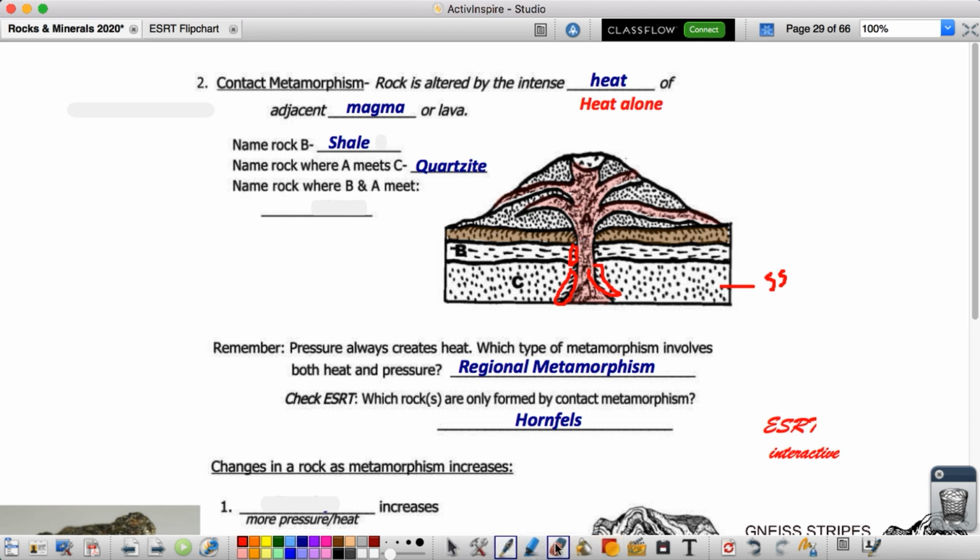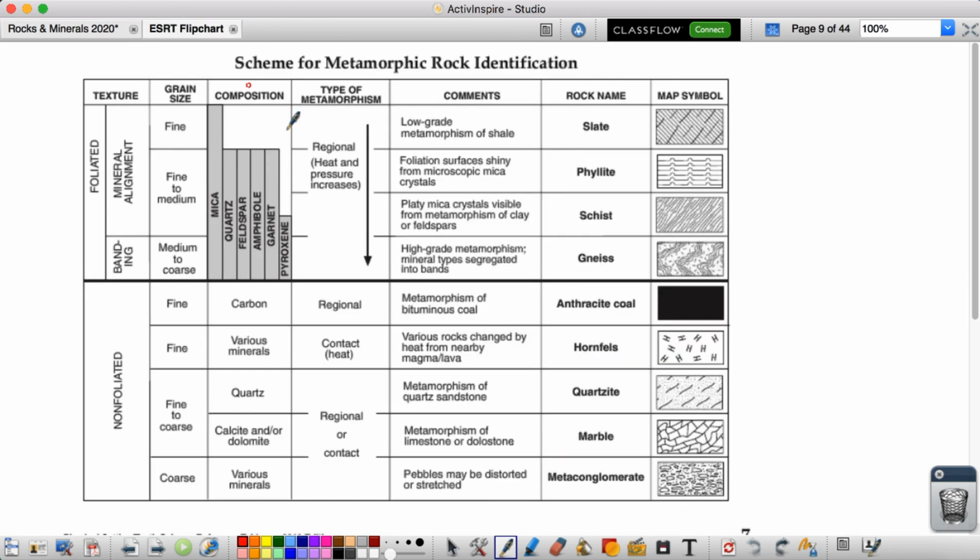Okay, I imagine you've probably been struggling with this one pretty much. Now, a lot of you kids probably went to the ESRT and located, and you said shale turns into slate, it must be slate. Well, the answer is no, it's not slate. It's not slate, and I'll show you the reason why. Because although, yes, slate does come from shale, slate only comes from regional metamorphism.